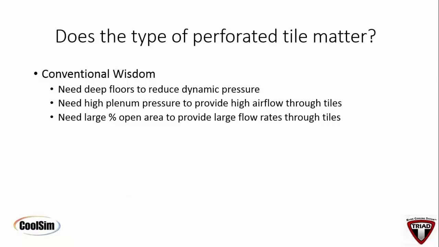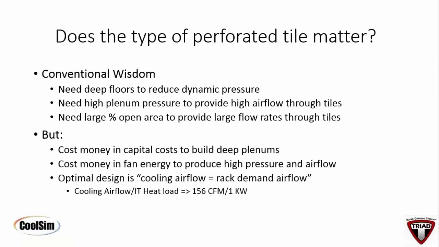So to reduce the velocity, a conventional wisdom is to make the floor deeper. If you make the floor deeper, the dynamic pressure declines, the static pressure becomes the dominant component, and the air comes up out of the floor instead of going past the tile underneath the floor. Then you drive the plenum pressure up to get the high flow rates, and use a large open area to provide large flow rates through the tiles. This has been a conventional approach for high-density data centers.